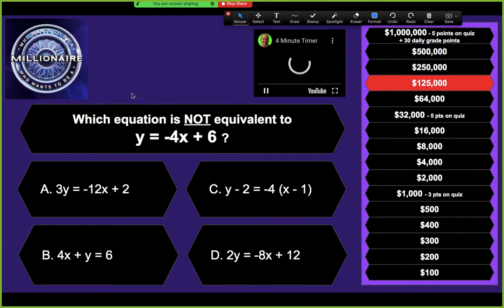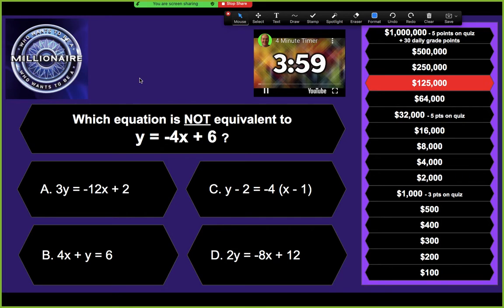All right. For $125,000, which equation is not equivalent to y is equal to negative 4x plus 4? All right. This is a tricky one, so definitely try to do it on your own first. We will go over how to find out whether it's equivalent or not, but it's a good time to pause it and try it first.